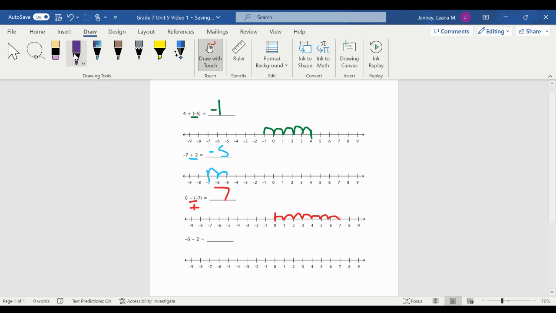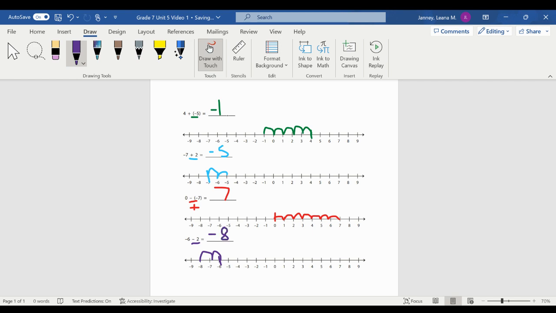And then for the last problem, I have -6 minus 2. I start at -6 on my number line, and I'm subtracting 2. So I move 2 spaces to the left, and I finish at -8.